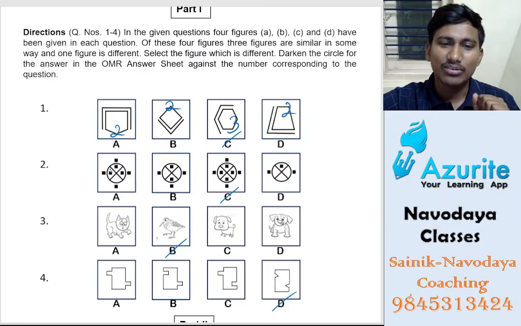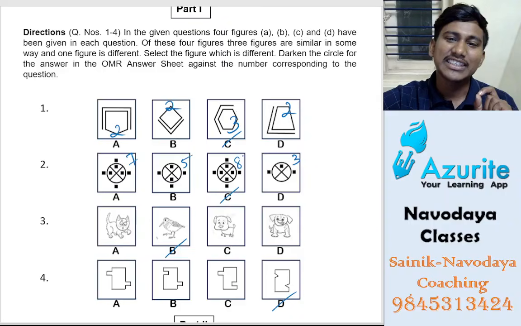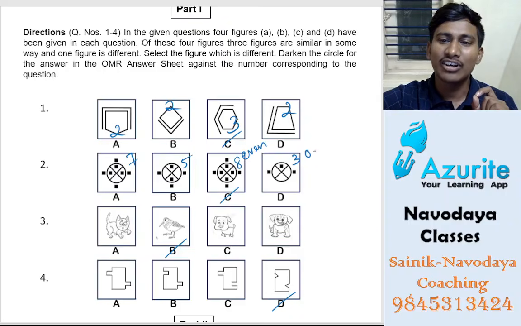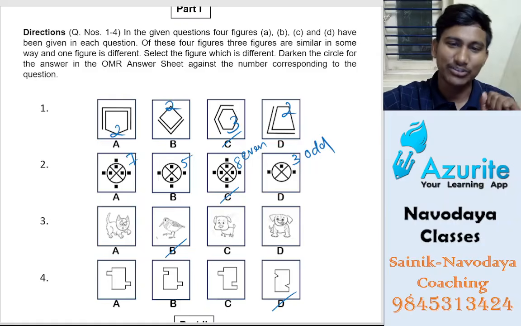Now the second one: count the number of dots. So if you count the number of dots, how many are there? Here the total is 7. Here the total is 5. Here the total is 8. Here the total is 3. So 8 is the even number, and the others are odd numbers. That is why it is different, right?